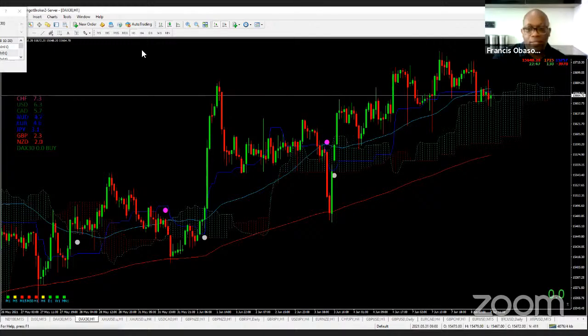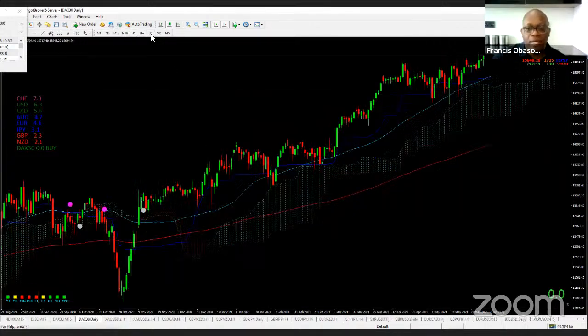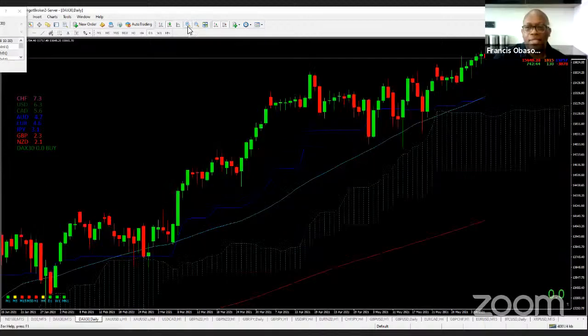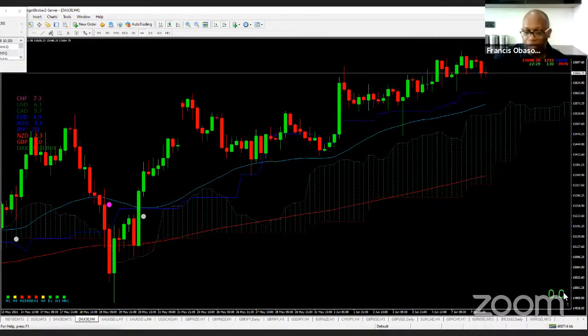Let's check the higher time frame. Yeah, I mean, it's been a strong uptrend as well on the DAX. And from what I see, it's not relenting at all.